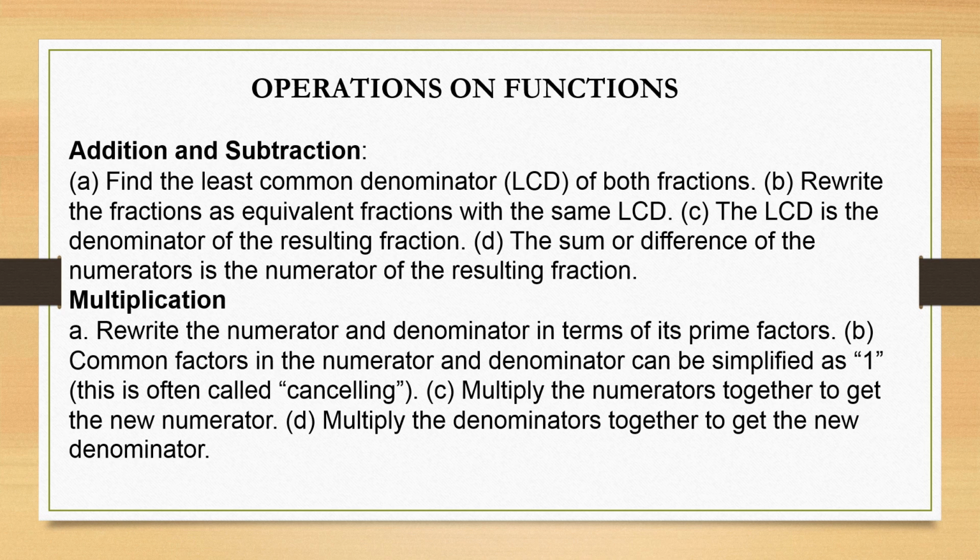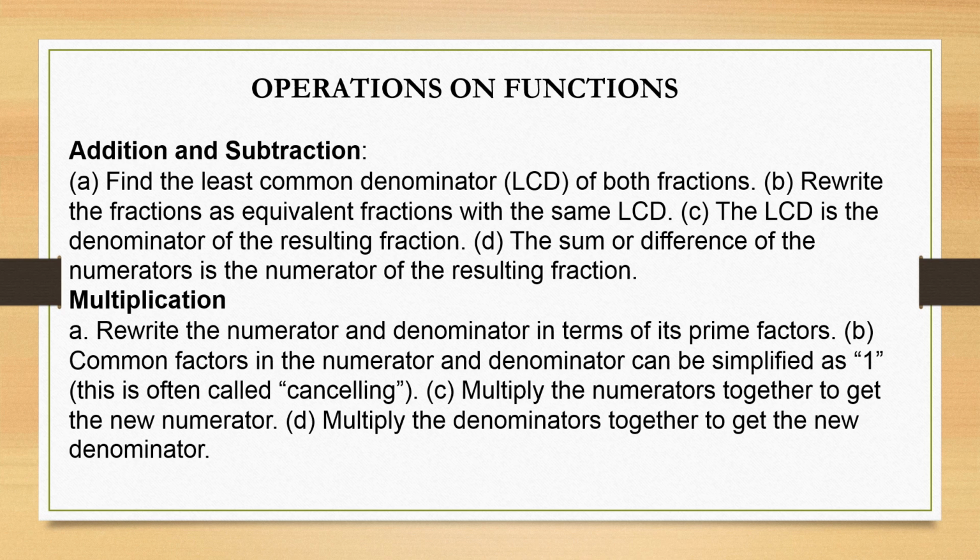Then for multiplication of fractions, of course, we don't need to identify the LCD. What we are going to do is, if there are terms that can be simplified or cancelled out between the numerator and denominator, then we will do that. If there are no terms that can be simplified into smaller terms, then we multiply both numerators and denominators so that we can get the product of the two fractions.